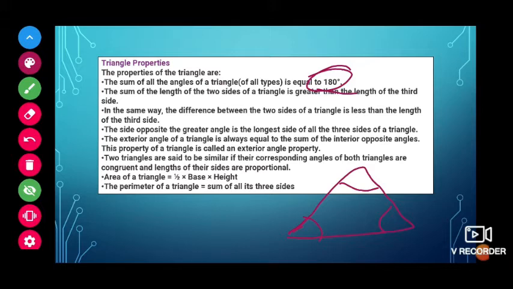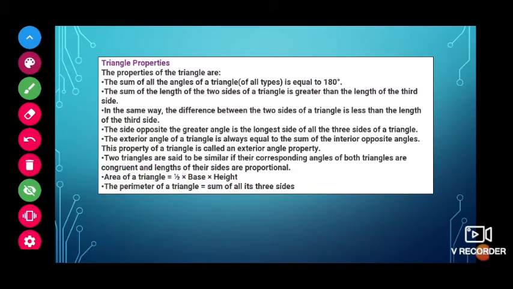And then, if we take any triangle, children, if we add any two sides, the sum must be greater than the third side. The sum of any two sides will be greater than the third side. And also the difference of the two sides, for example, one is 7 centimeter, one is 5 centimeter. The difference, 2 centimeter, will be less than the third side. If we add, it should be greater than the third side. If we find the difference, it should be less than the third side.